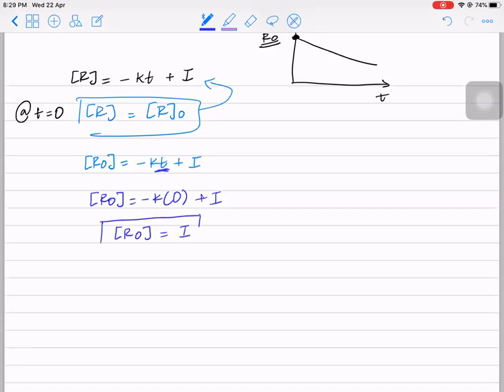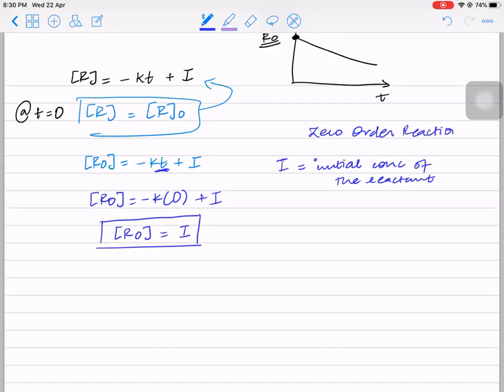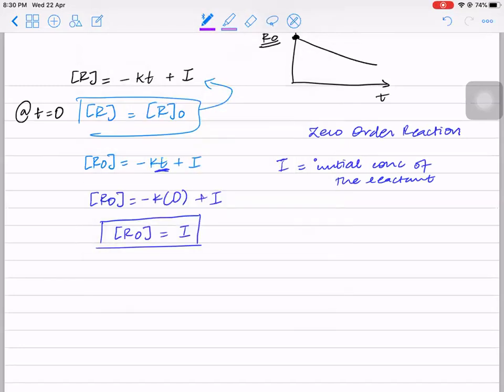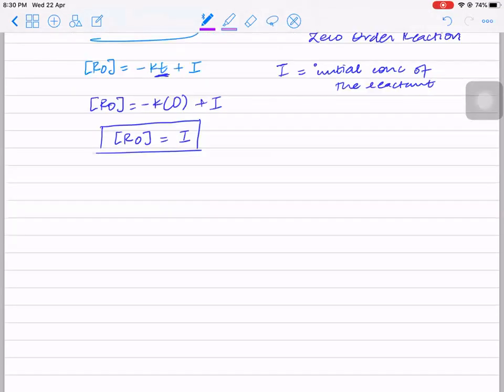So the value of I, or my integration constant, would be equal to the initial concentration of the reactant, right? And this will happen only for zero order reactions. Okay, so this is done.